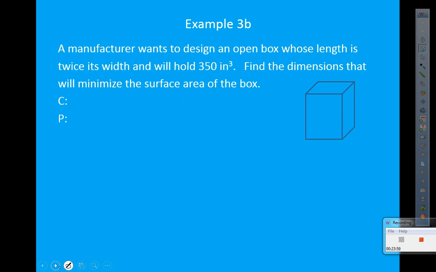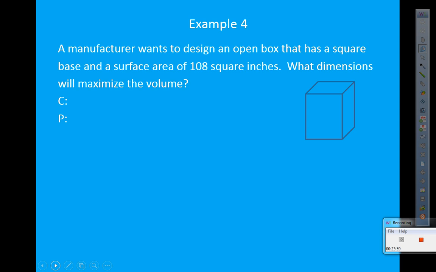On to your number 4. One just like it. A manufacturer wants to design, once again, an open box that has a square base. So pause for a second. Come over here and draw yourself a square base. And guys, if you don't have your own box, just sketch yourself one. If you got your geometry, you can make it look nice. If not, no big deal. Something, as long as you have a visual. But I just, x times x, and my height is going to be h.